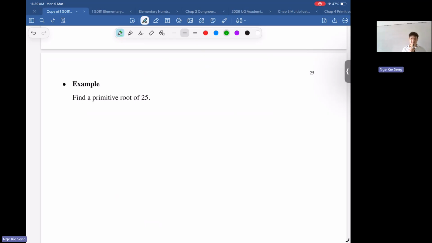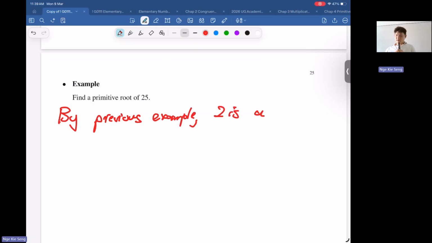Find a primitive root of 25. Okay, so maybe we can start with some hints. Because we already know from the previous example that 2 is a primitive root of 5. Okay, we know this already. So shall we find it for 25? Okay, let's do it for 25.